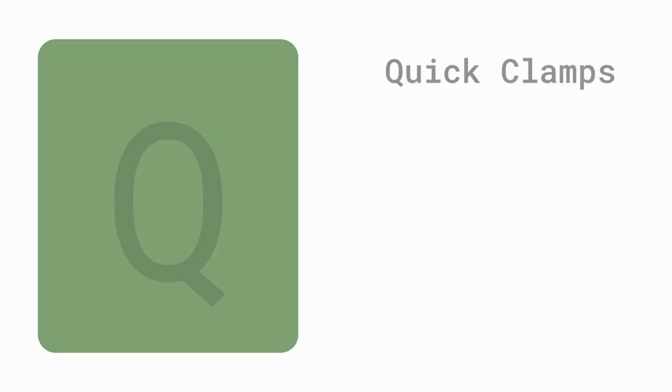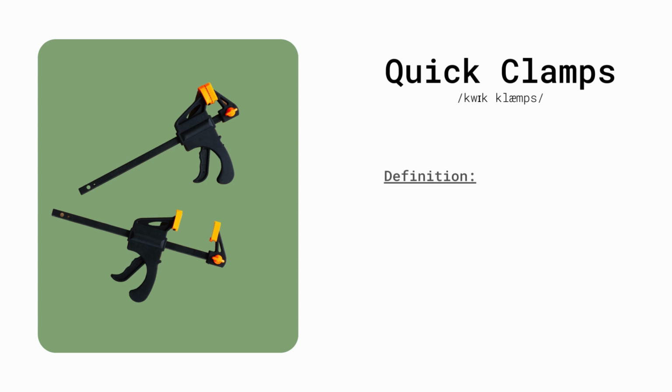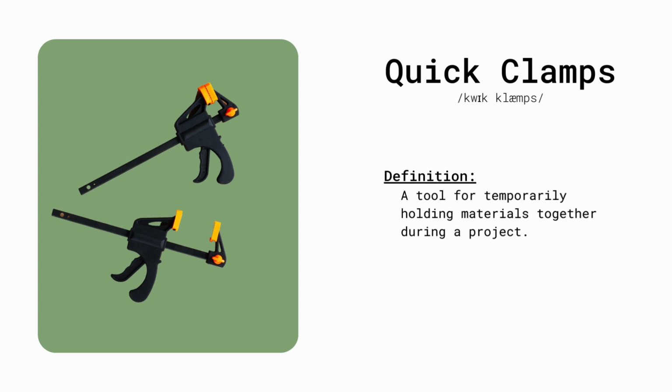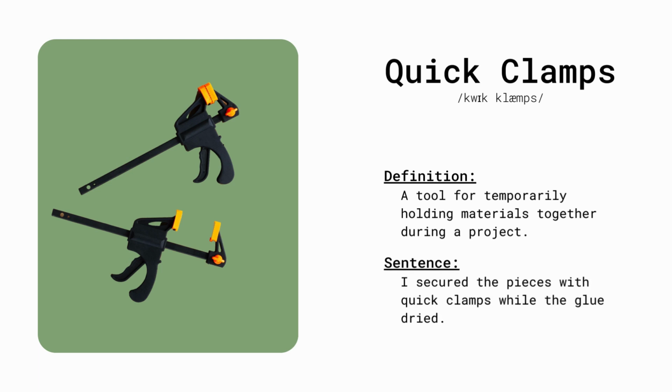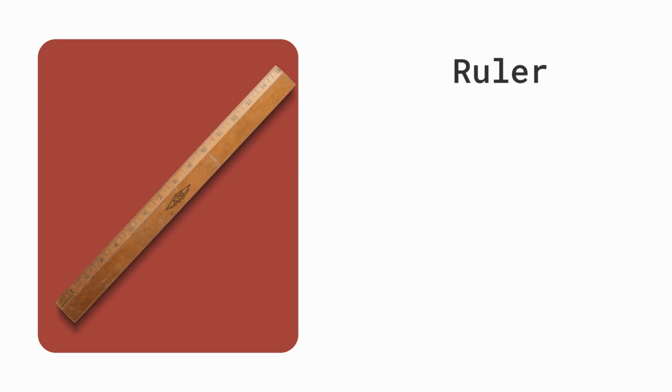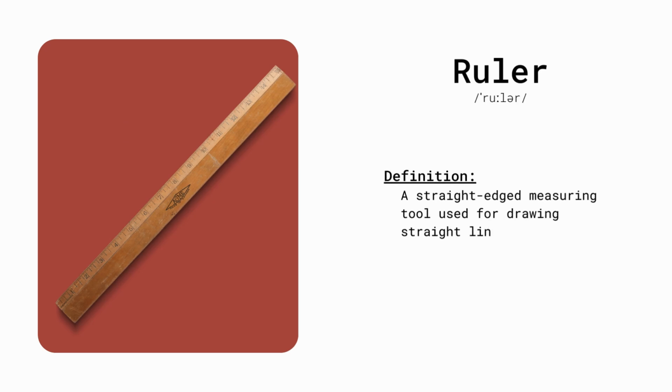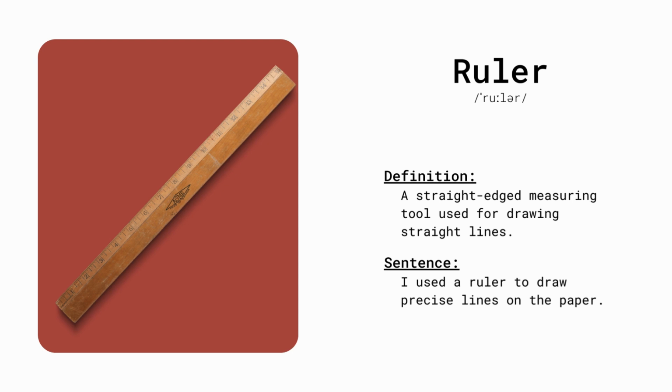Q is for quick clamps. A tool for temporarily holding materials together during a project. I secured the pieces with quick clamps while the glue dried. R is for ruler. A straight-edged measuring tool used for drawing straight lines. I used a ruler to draw precise lines on the paper.